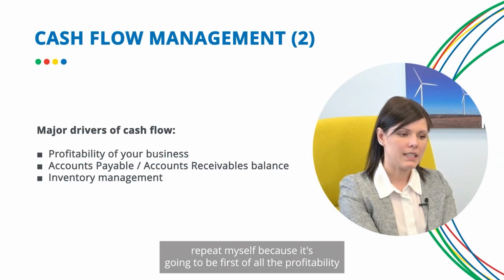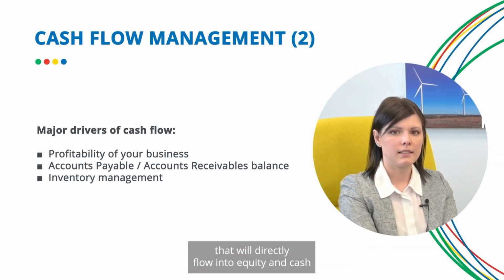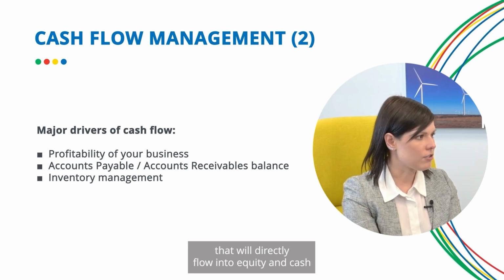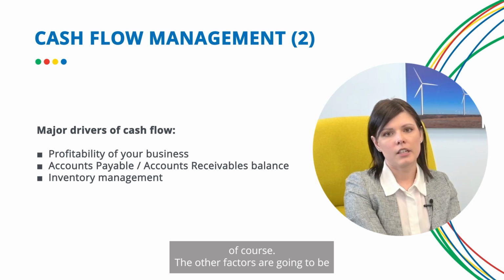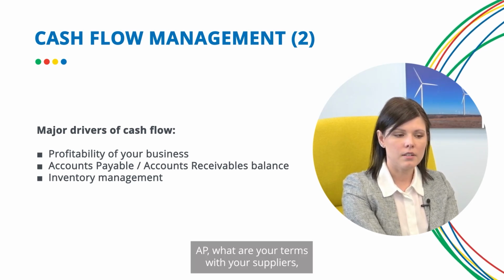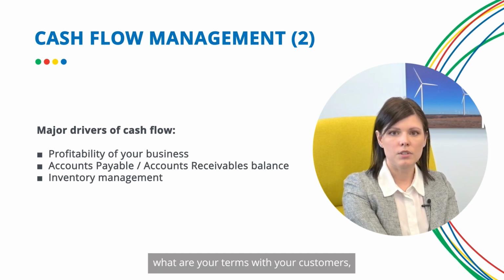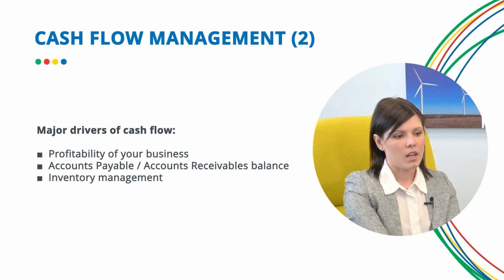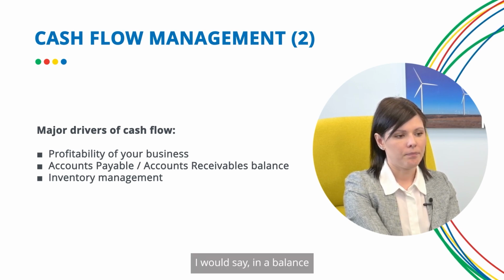So what you should look at when you are considering that you would like to have a good cash flow situation. I can only repeat myself, because it's going to be, first of all, the profitability that will directly flow into equity and cash, of course. And the other factors are going to be AP, what are your terms with your suppliers, what are your terms with your customers, so AR balance. These two need to be, I would say, in balance.